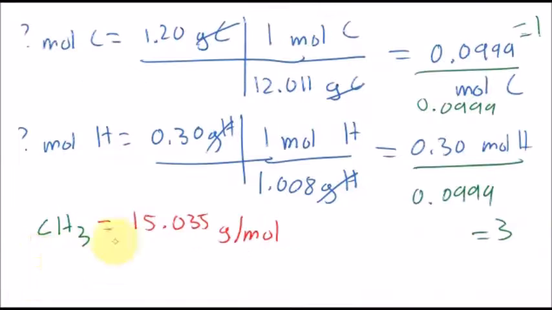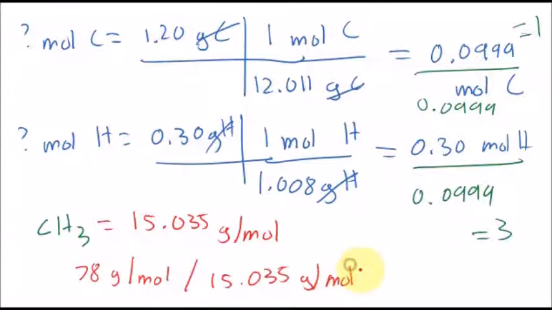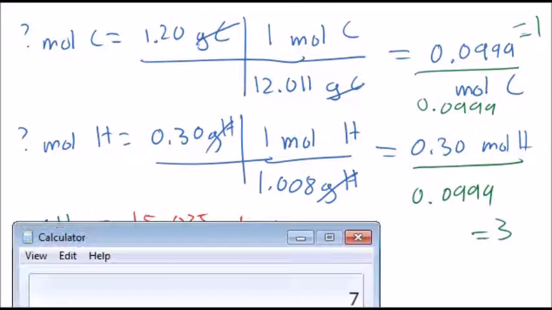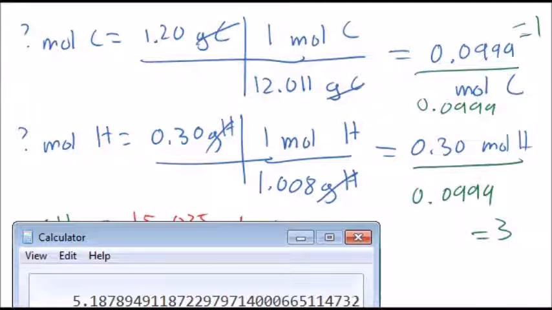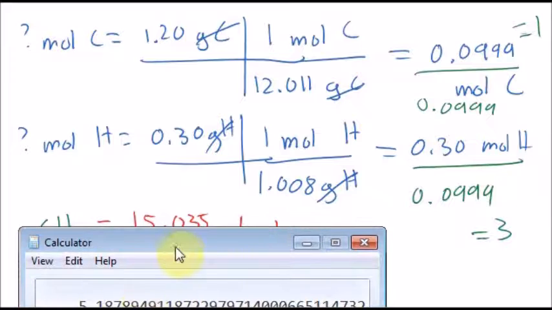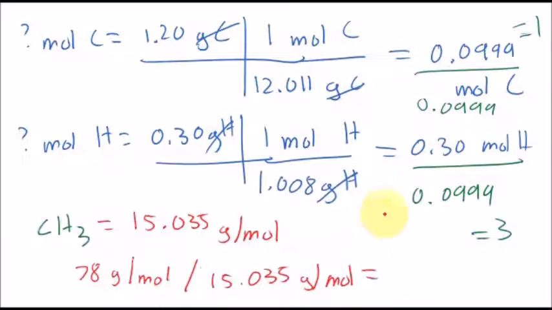So 78 grams per mole by 15.035 grams per mole. And almost there, guys. So 78 divided by 15.035. We're getting 5.2, which we can just go ahead and round down to 5. So the formula of our compound is going to be C5H15.